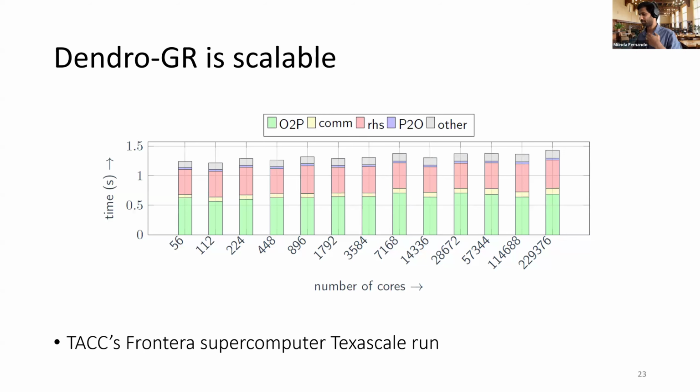And this is where we have done a scalability study on this Frontera Texas scale run, where we have scaled, I think, almost to half of the machine, and our full machine job for some reason did not run, and I think scaling to 229 cores is more than enough for us at the moment.